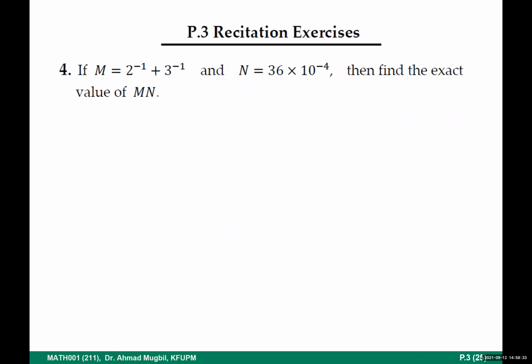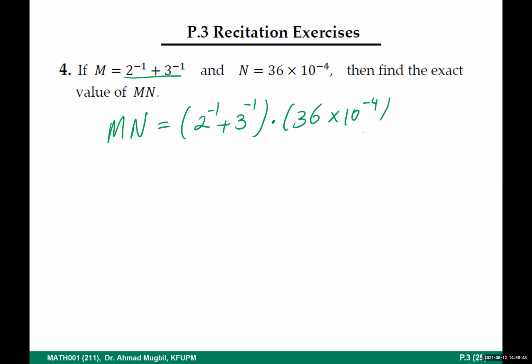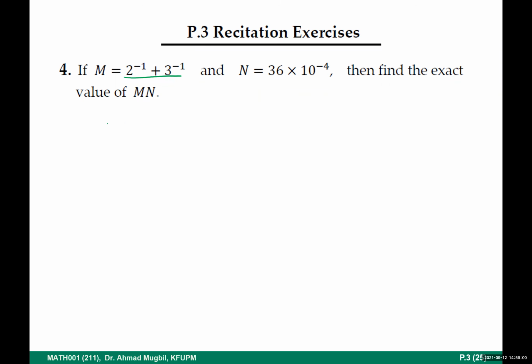M times n. We already did a similar one here. This one, M times n. It is just 2 to the power -1 plus 3 to the power -1, times n, which is 36 times 10 to the power -4. It is important, ya shabab, to write the brackets here. If you didn't write the brackets, you may multiply this by this. So this is wrong.